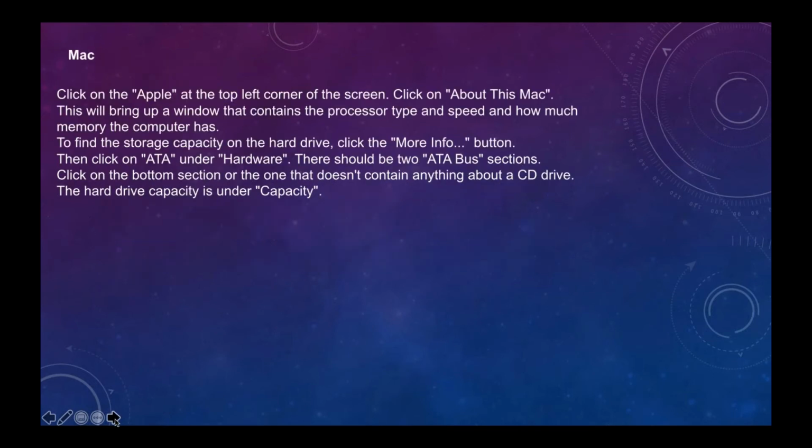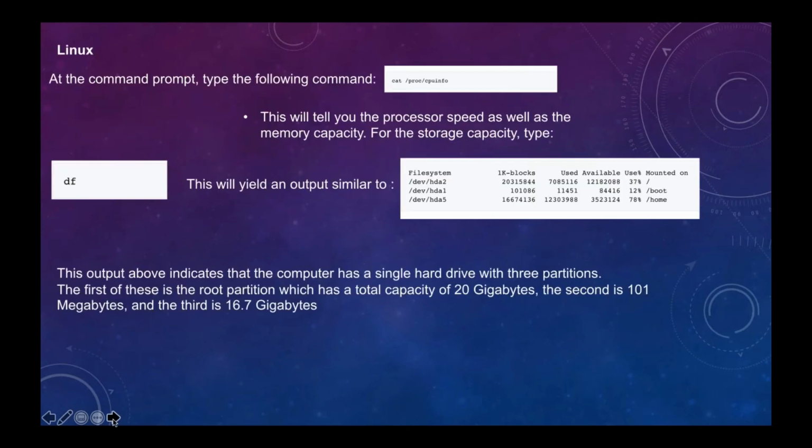So most people use Windows or Mac. So for Mac, it's also very easy. You just go to the Apple icon at the top, and then you click about this Mac, and then it will give you the information that you need when you go to ATA under the hardware. So basically, that is the instruction that you need to do. You will have this on the presentation, and you can actually try this and see how it works.